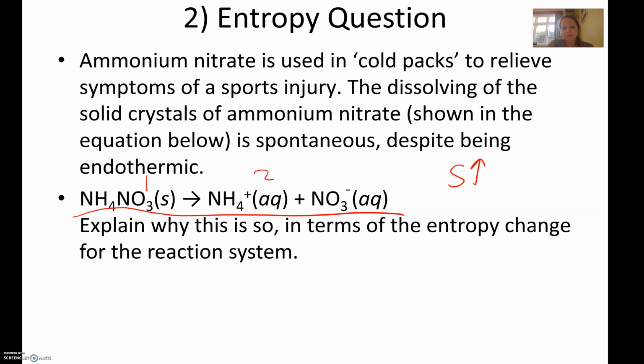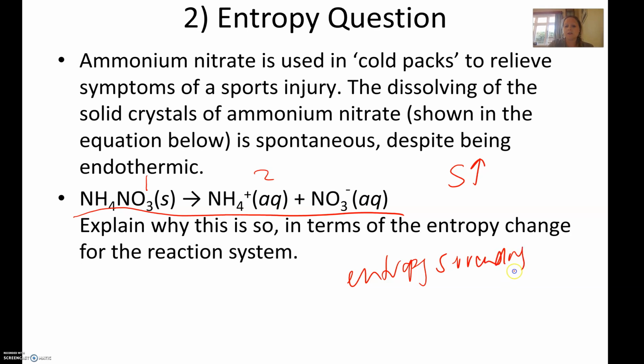The second reason is because it's going from solid, which is ordered, to aqueous, where particles are able to move around more, and therefore there's greater disorder. So there are two reasons why ammonium nitrate shows an increase in entropy. The second thing we need to talk about is the fact that it said it was endothermic. Because it's endothermic, the entropy of the surroundings is going to go down.